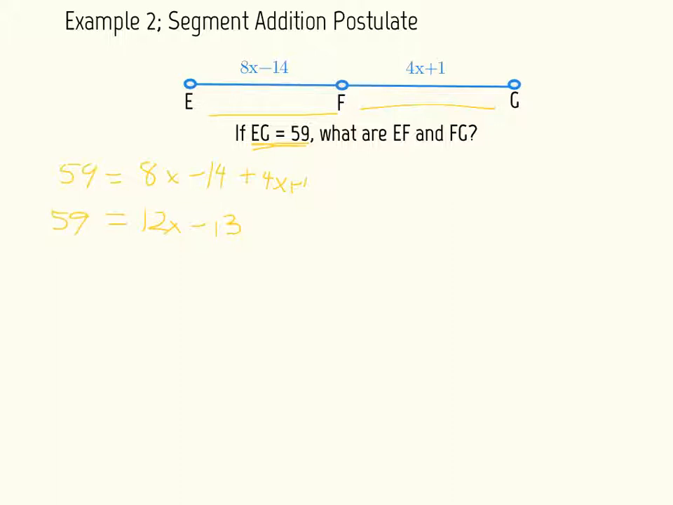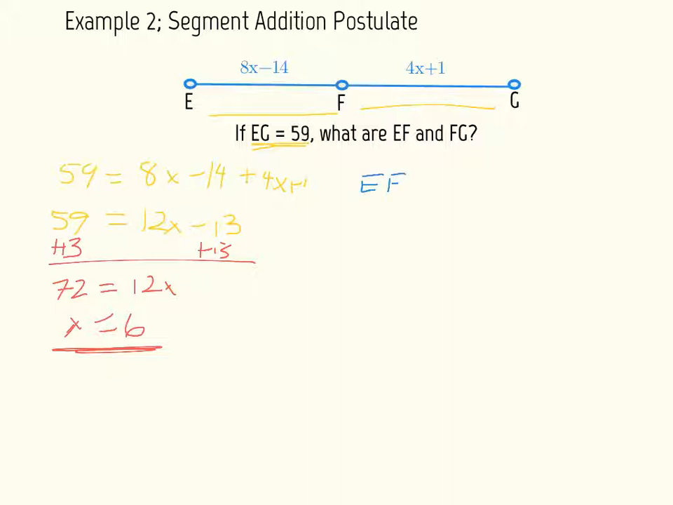Okay, so then the next step, I'm just going to continue solving, add the 13. This is going back to algebra class. So that's going to give me 72 equals 12x. So that means x is going to be equal to 6. So once we have our x, then we can find the other two parts. So let's find EF first.